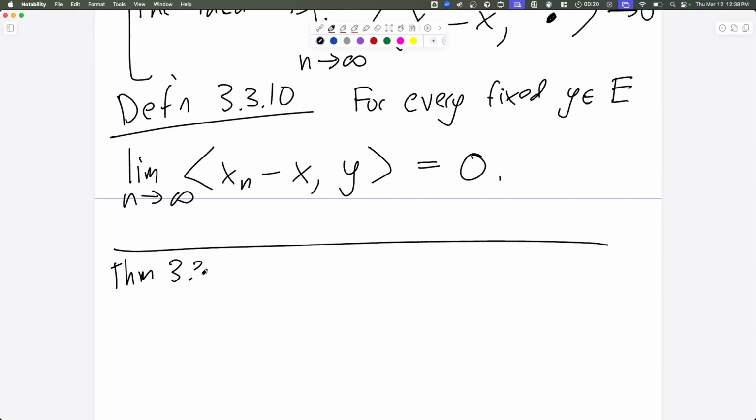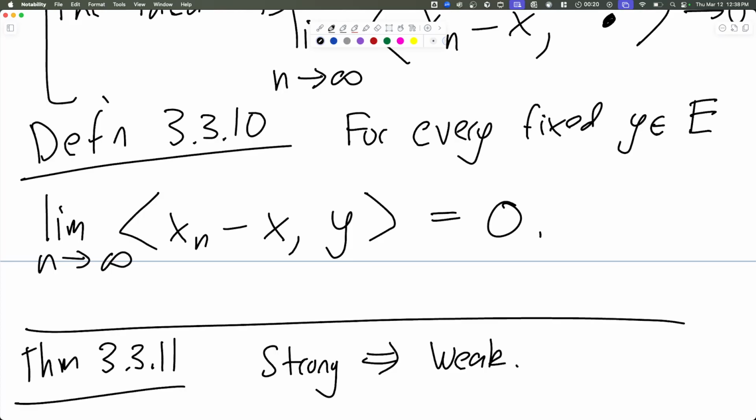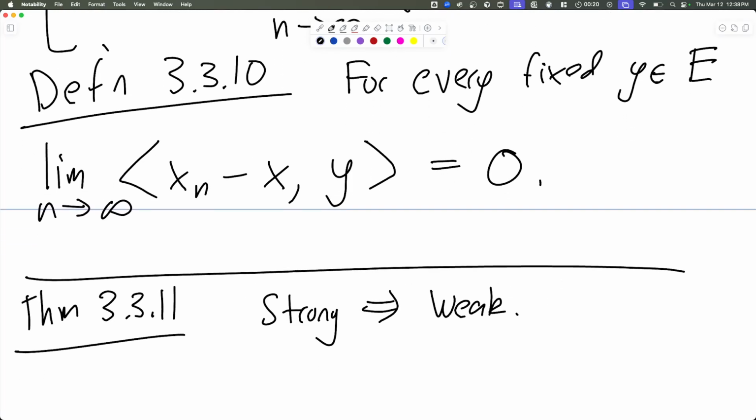The first kind of proof you would want, and this kind of justifies the name a little bit, 3.3.11, is that strong implies weak. If you converge strongly, then you converge weakly. Oh, by the way, the textbook writes a notation. I'll write this notation for you. xn converges to x with a W means weak convergence. So watch out for the W's. Okay, but strong implies weak.